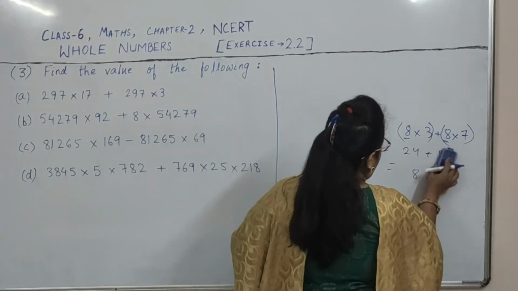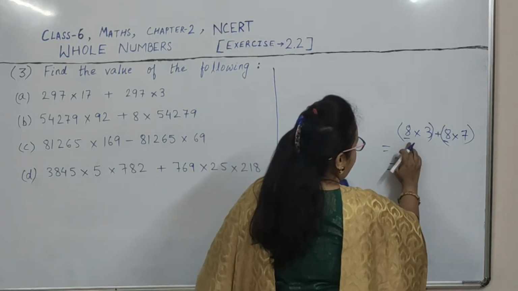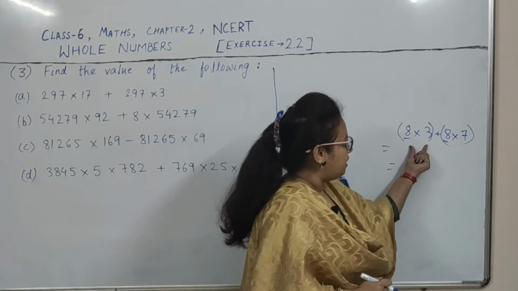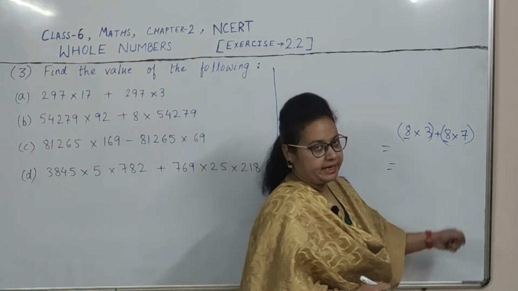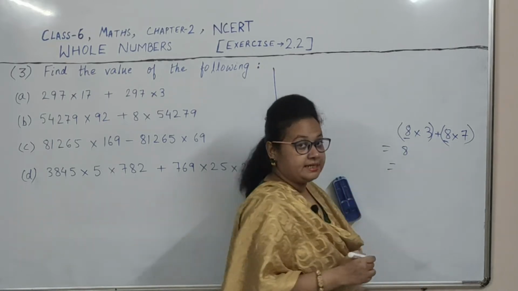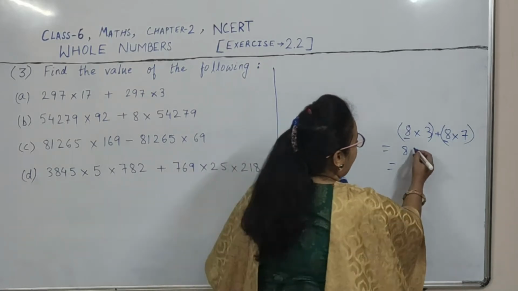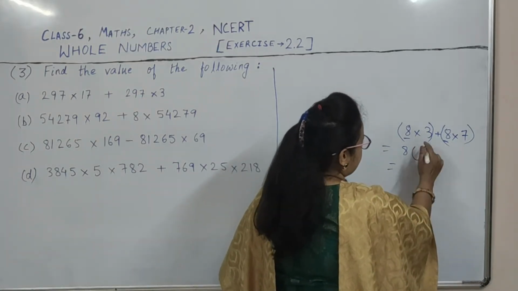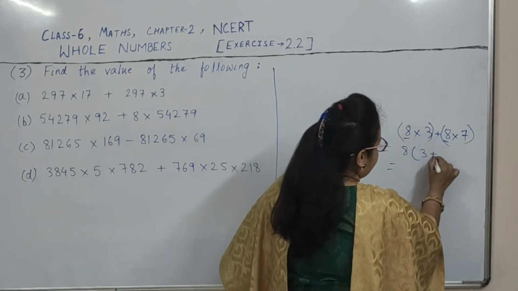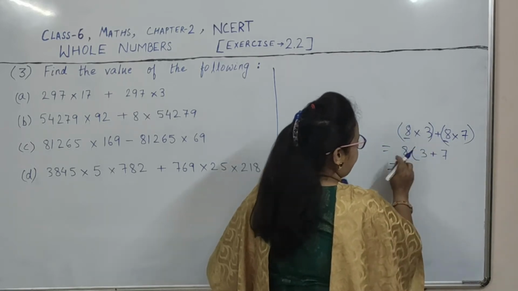See, for the same question, what we can do is, 8 is there in both: 8 into 3 plus 8 into 7. 8 is there in both the terms. This is known as one term and this is known as the second term. So what we will do, we will take 8 common because 8 is there in both. So 8 we have taken common, and inside the bracket what remains? 3 remains, for this term 3 remains, and a plus sign will be there, and for this term what remains inside the bracket? 7 remains because 8 is taken out.